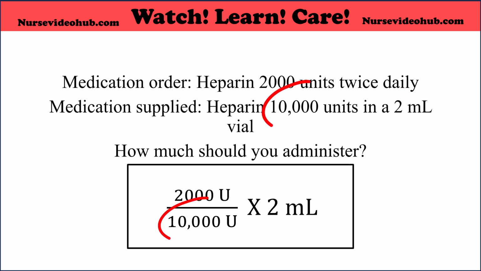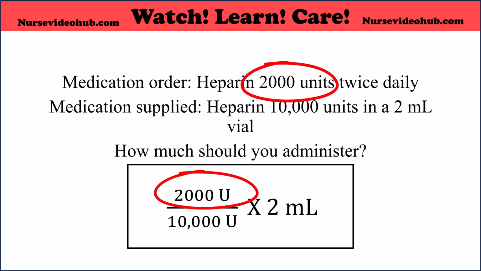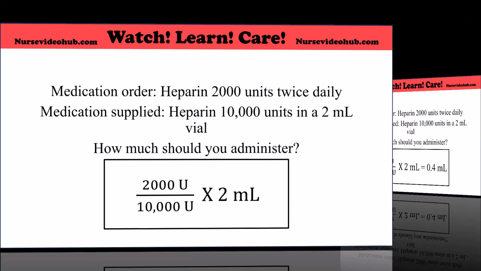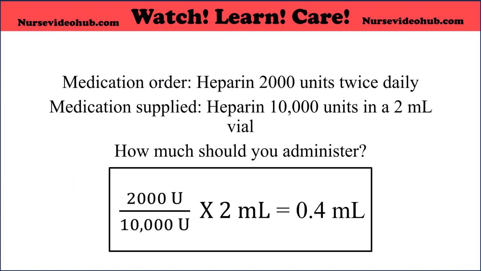The dose you have available is 10,000 units. Place that in the formula. The desired or prescribed amount is 2,000 units. Place that in the formula. Solve for the amount to be injected. 2,000 divided by 10,000 is 0.2. Multiply that by 2 and you would inject 0.4 milliliters.